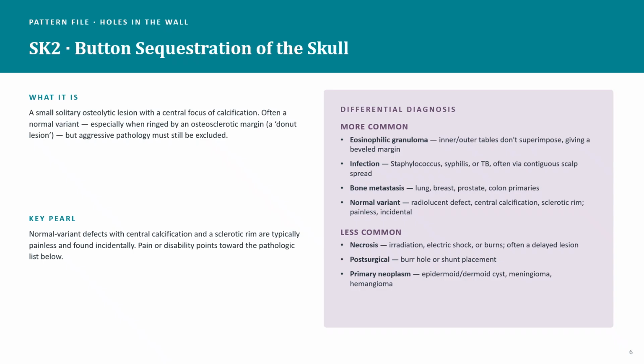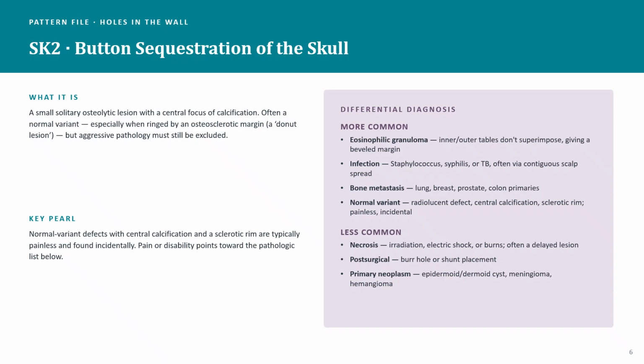For instance, the pearl is a lesion that's painless. Typically, it's an incidental finding for the patient. There could be pain or disability points also. With this one, most often it's going to be an eosinophilic granuloma. It could be a result of some sort of staph infection. It could be a result of something like syphilis and also TB, usually from the scalp.